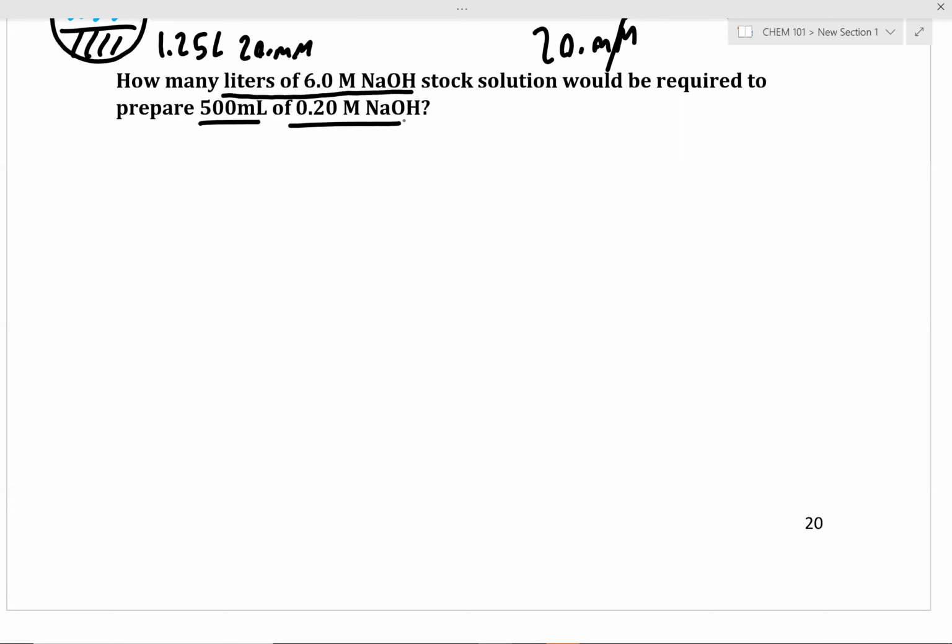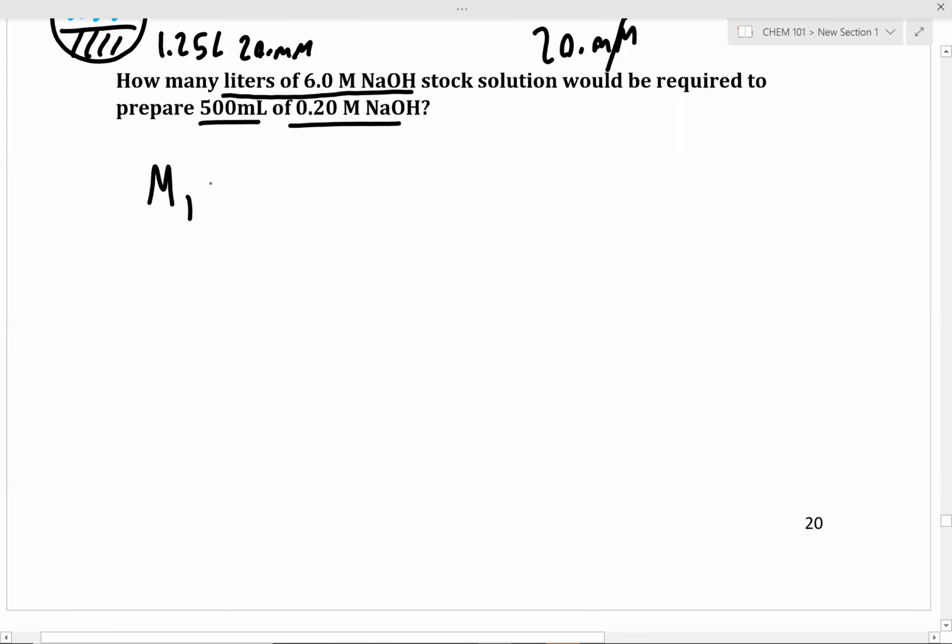Okay. You're set up. So I see a lot of reasonable responses. So let's now come together as a group to discuss this problem. So I like to label what I know. So what is our initial molarity? What solution am I diluting?